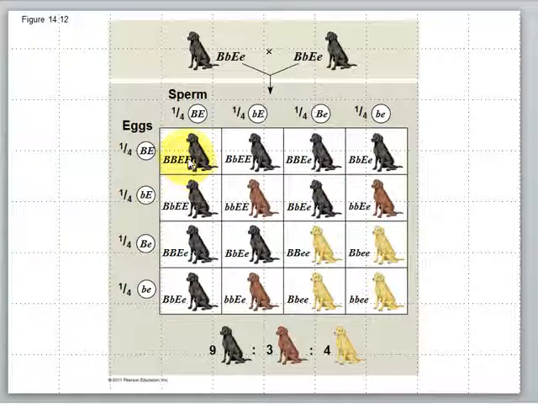Now, in the E, if you see at least 1 capital E, it's going to deposit whatever the B is. So in this case, you have homozygous dominant in everything, so it's going to deposit whatever the color is, black. How about this one right down here? Well, it has a capital E, so that is dominant and deposits the color. So it's going to deposit whatever the color is, lowercase b.